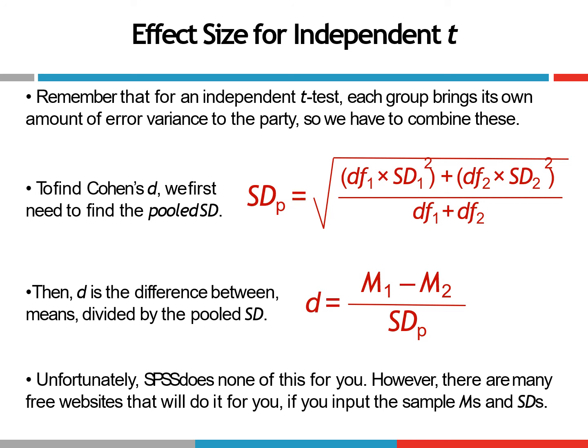Once we have the pooled standard deviation, we plug that into our formula. So we would do the mean of group 1 minus the mean of group 2 over the pooled standard deviation. Again, unfortunately, SPSS doesn't have a button you can click that will do this for you, but provided you have this information about your sample, you can calculate it by hand.